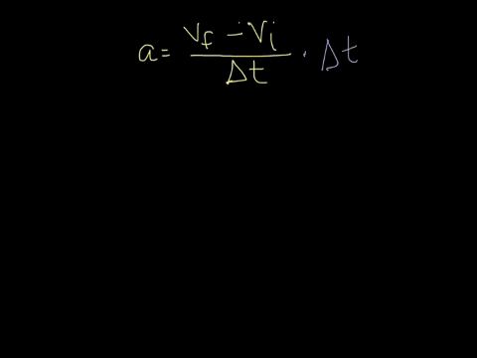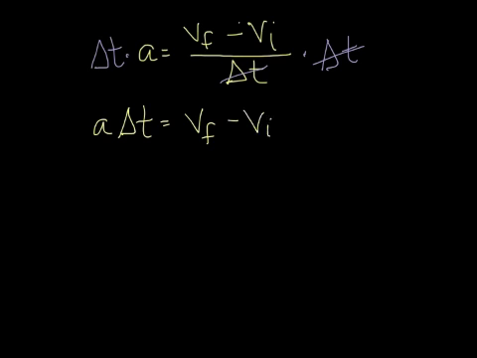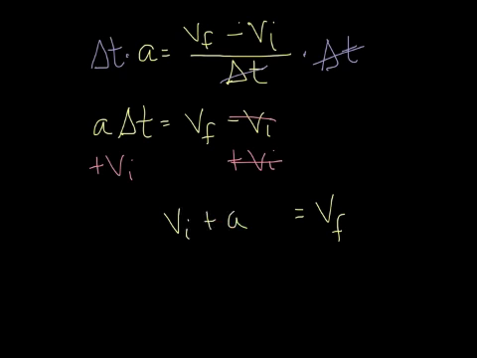Okay, so the first thing we do is multiply both sides by delta t so that those will cancel out. So on the left we have a delta t is equal to v final minus v initial. Since I'm trying to solve for v final, I need to move the v initial to the other side. So we will add v initial to each side of the equation. Then the v initial on the right hand side cancels out. This leaves me with the equation v final equals v initial plus acceleration times time.